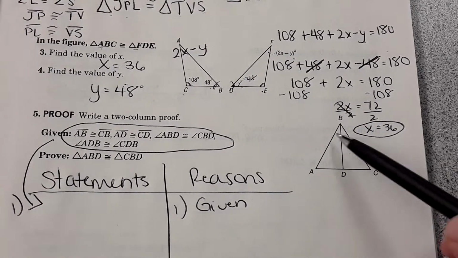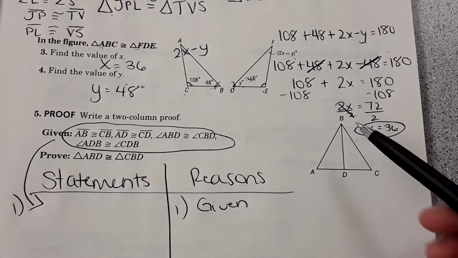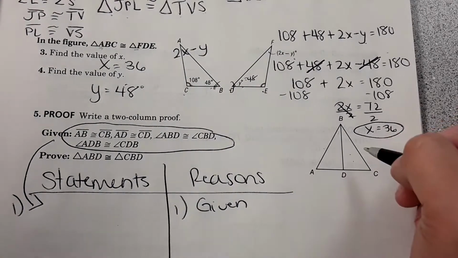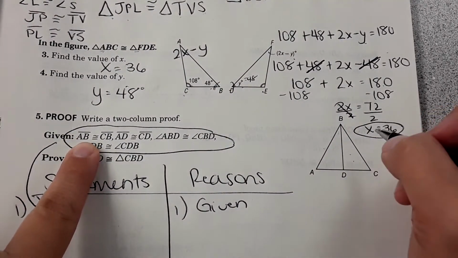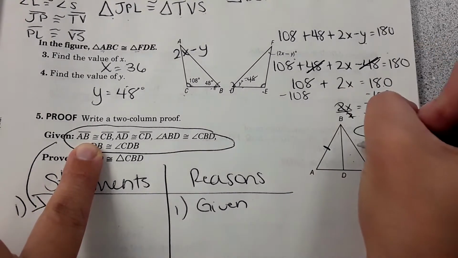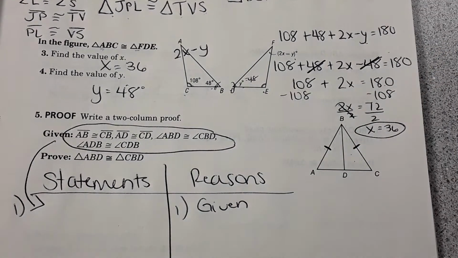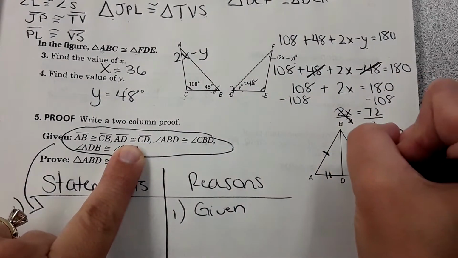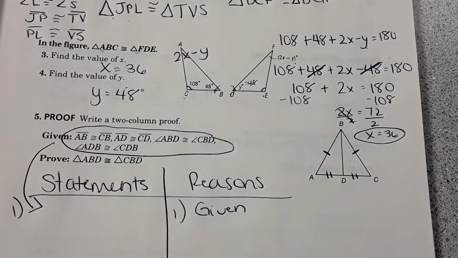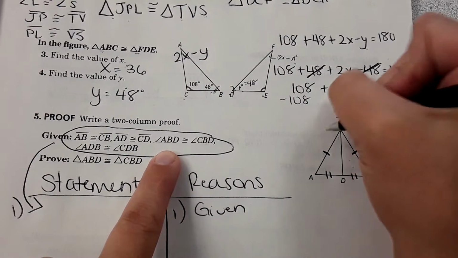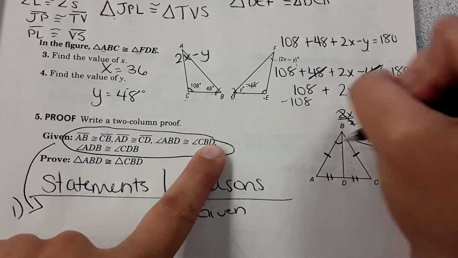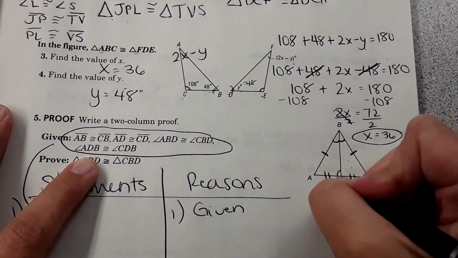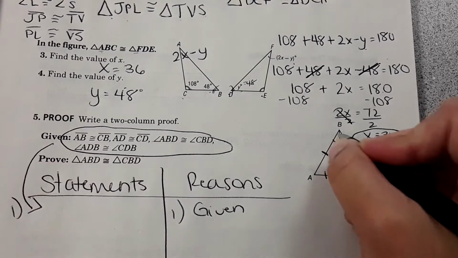If this was on a computer, I would write this down on the scrap paper and mark it up, because that's the only way to visualize what they're saying here. So on this picture, I'm going to mark that AB is congruent to CB. It says AD is congruent to CD, so these are congruent. It says angle ABD is congruent to CBD. Those are congruent. And ADB is congruent to CDB.